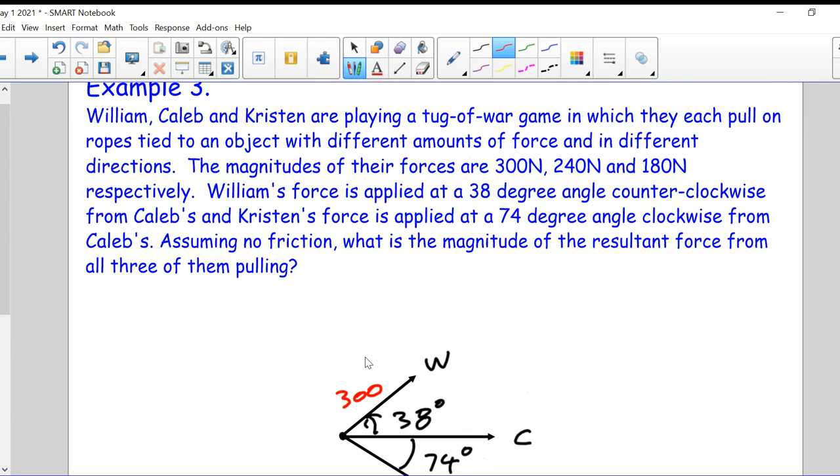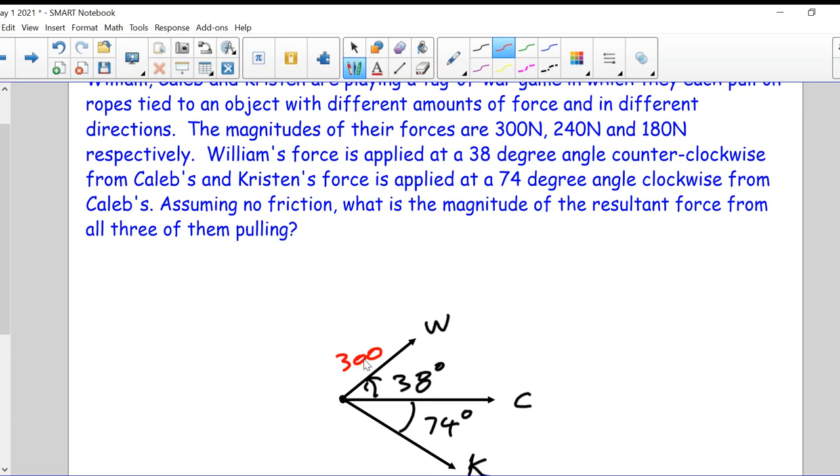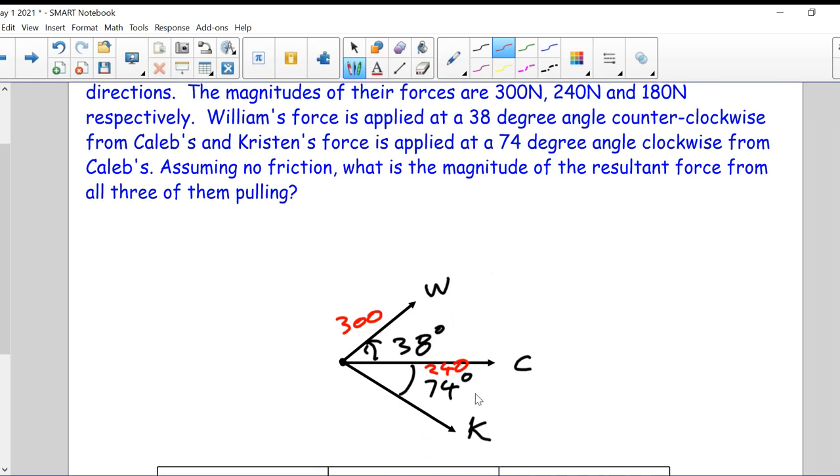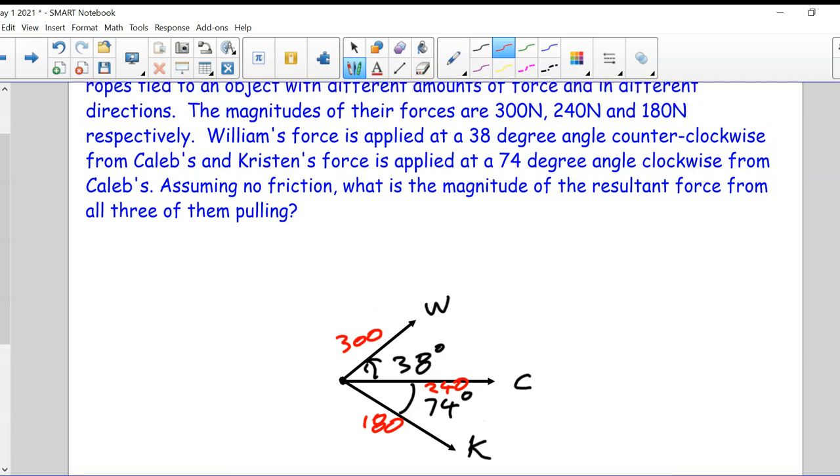Caleb is 240, so that's 240 here. And Kristen, the last one, is 180. Now, I may not be able to finish this question because I have so much to do, but I think if I start it off, most of you can finish this on your own. But let's just keep going anyway.